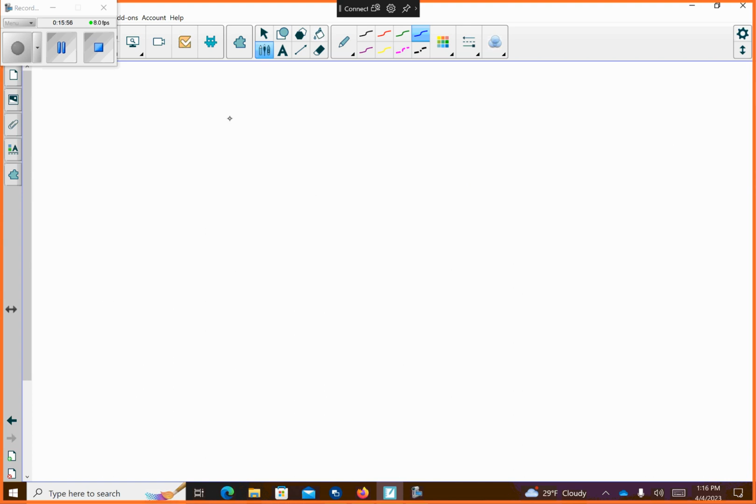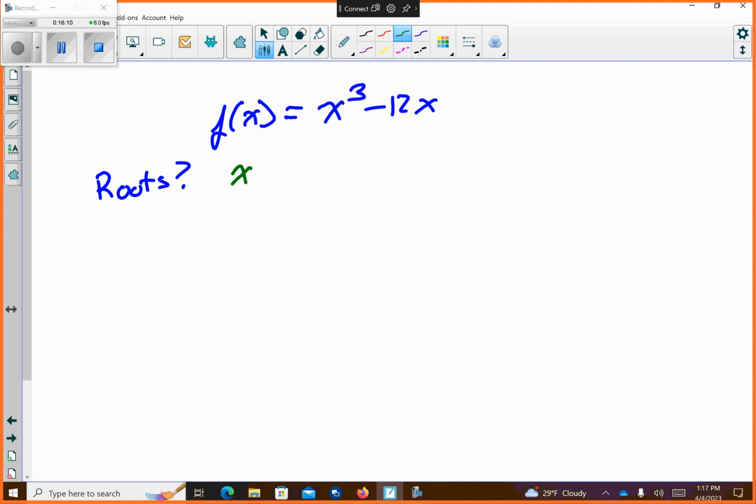Roots. So if we were to graph this, and I know we have Desmos in our back pocket, so we can always utilize that if we wanted to. But we want to ask this: what are our roots? Okay, that means I'm going to take this, set it equal to 0, and factor it.